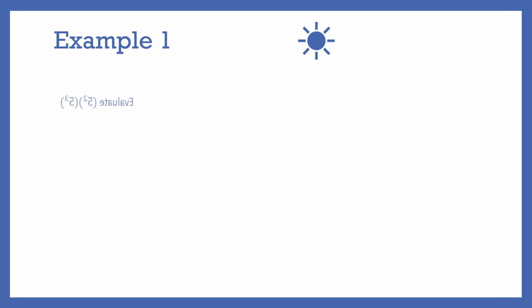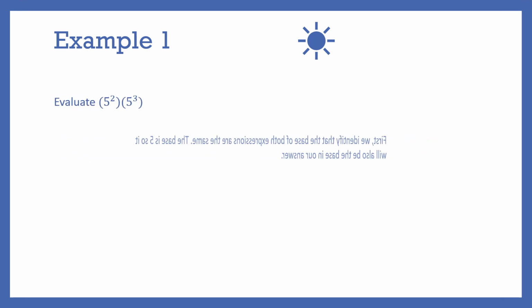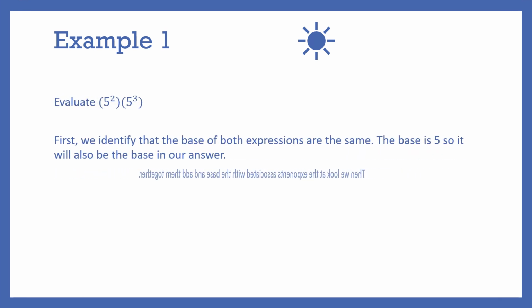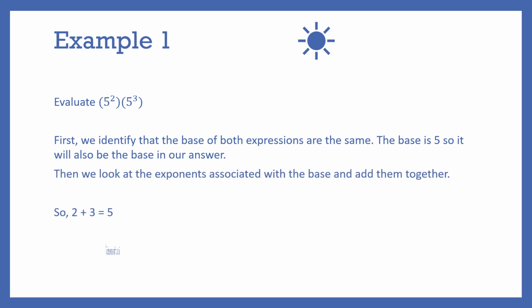Evaluate 5 squared times 5 cubed. First, we identify that the base of both expressions is the same. The base is 5, so it will also be the base in our answer. Then we look at the exponents associated with the base and add them together. So 2 plus 3 equals 5. So our final answer is 5 to the 5th power.